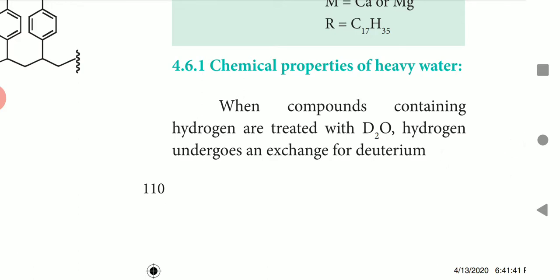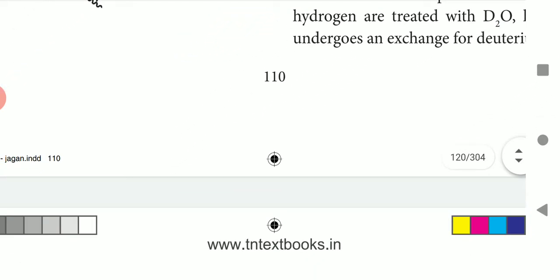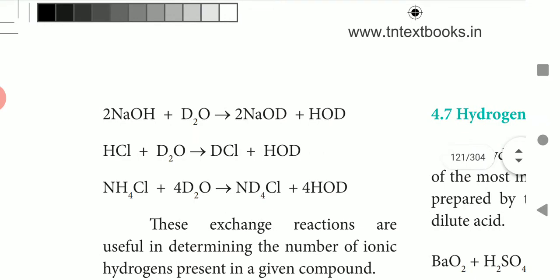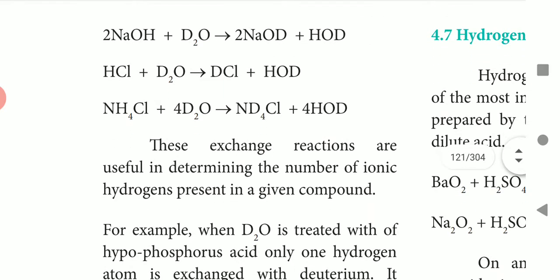And chemical properties of heavy water. When compounds containing hydrogen are treated with D2O, hydrogen undergoes an exchange with deuterium. So you can see the hydrogen will be replaced by deuterium. NaOH, that is sodium hydroxide, reacting with heavy water will give you sodium deuteroxide, that is NaOD. Same way, HCl reacts with D2O to give DCl, and ammonium chloride reacts with D2O to give ND4Cl, that is hydrogen is just replaced by D.